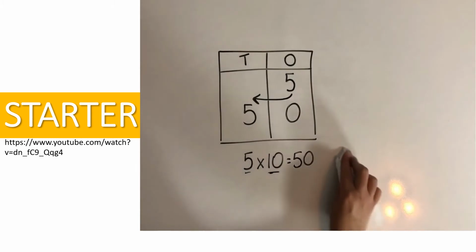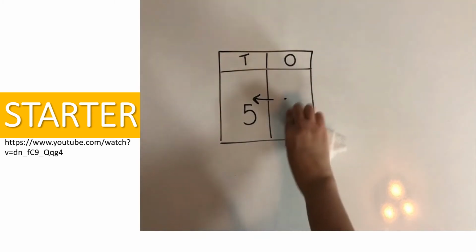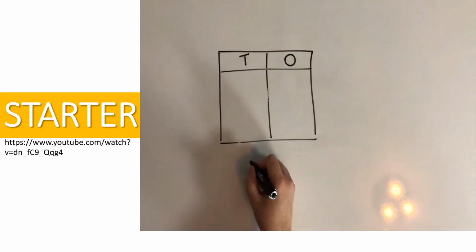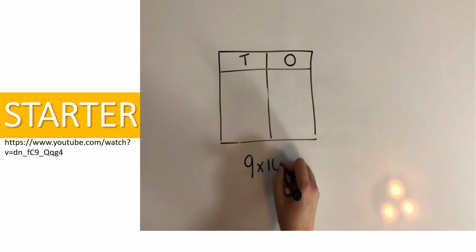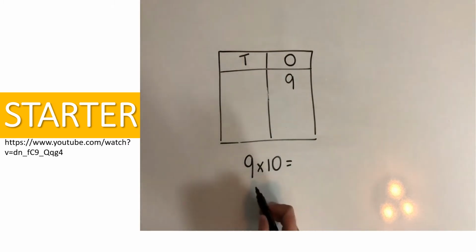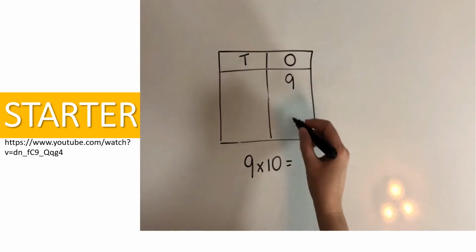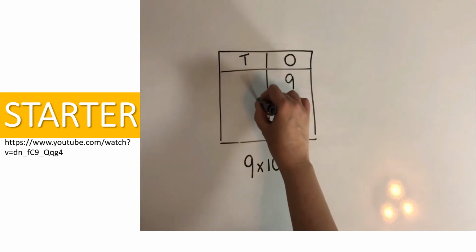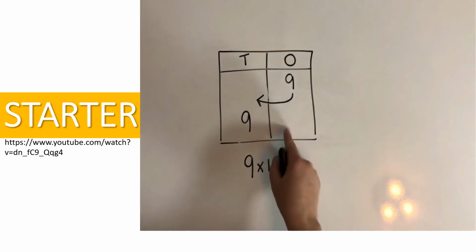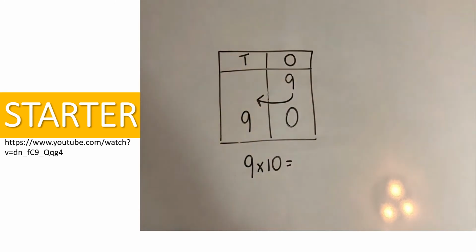Now let's try with another one. Let's try with 9 times 10. So this 9 is 9 ones, isn't it? Now when we multiply by 10, we move the 9 one place to the left because we're making it 10 times bigger. So the 9 is going to come over to the tens place. Now we have an empty space in the ones, so we'll fill that with a 0, and we get 90.